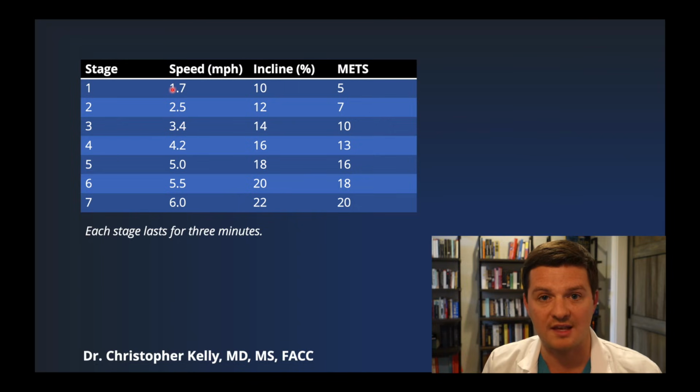The treadmill starts at 1.7 miles per hour, which is slow, although it's at a 10% incline. And at each stage, it gets faster and steeper. So by the end, you're going pretty fast at 6 miles per hour. But more importantly, you're at a 22% incline. Most people do not make it to stage 7 and peter out somewhere around stage 3 or 4.